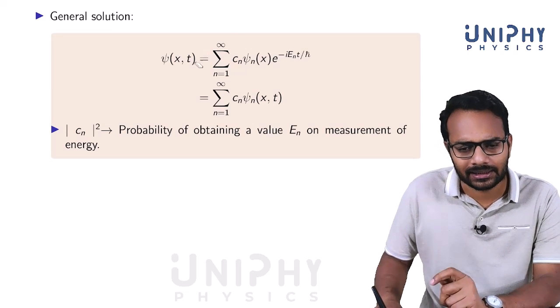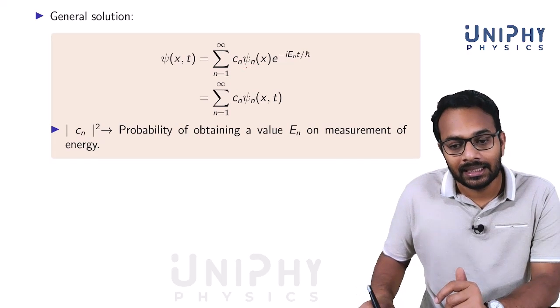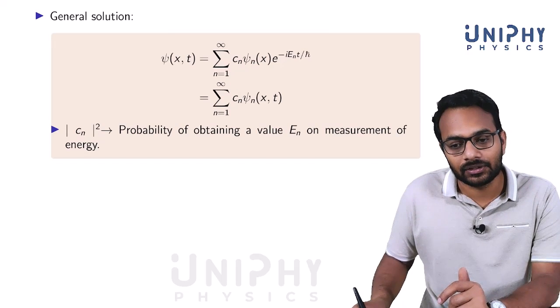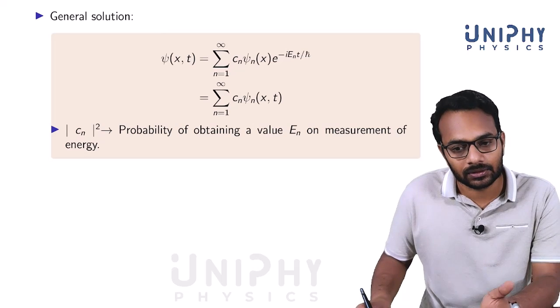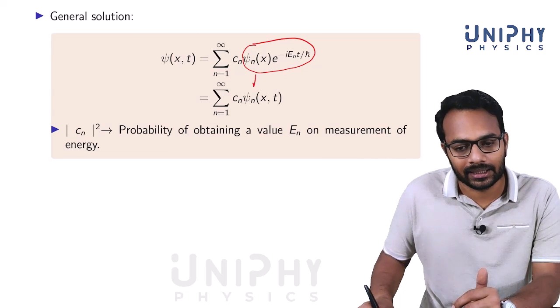So in this case, the most general solution is simply this. It's the summation n equal to 1 to infinity of Cn psi n of x e raised to minus i E n t by h cross. All right, this together is the stationary state. We can also write it like this.